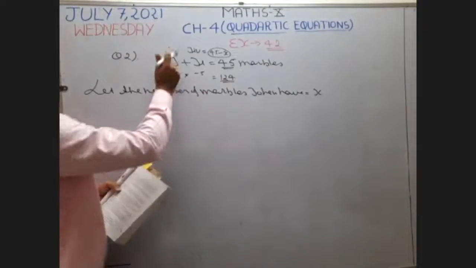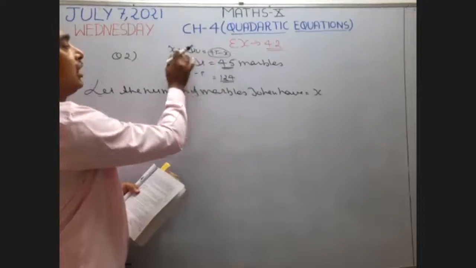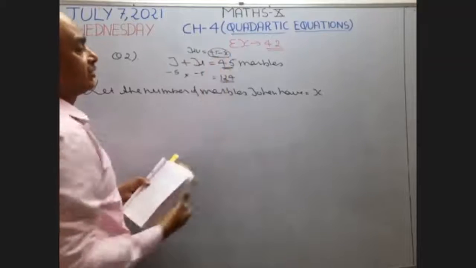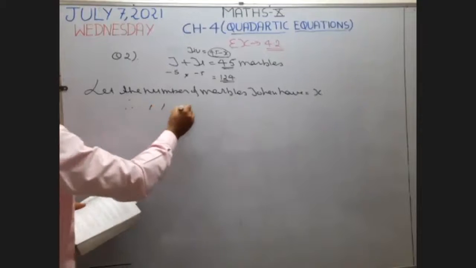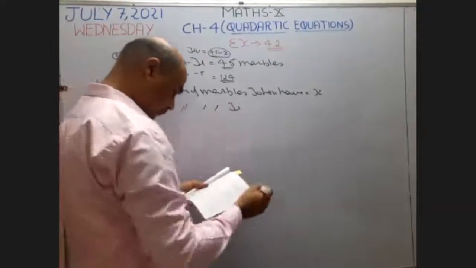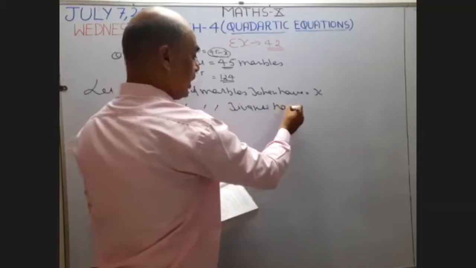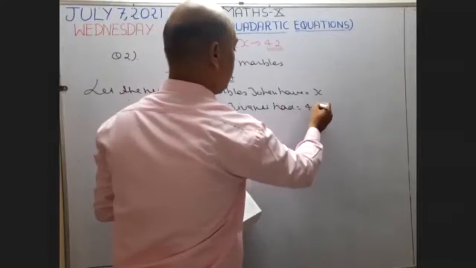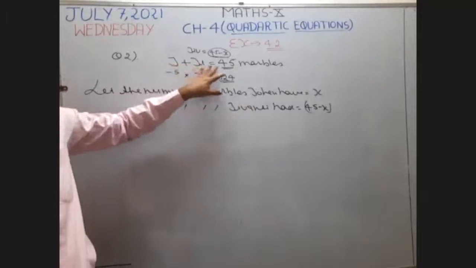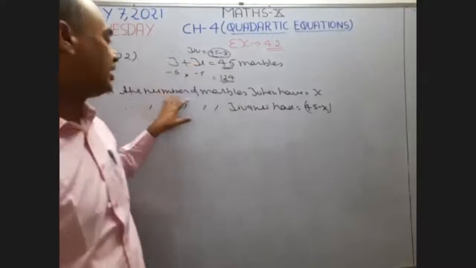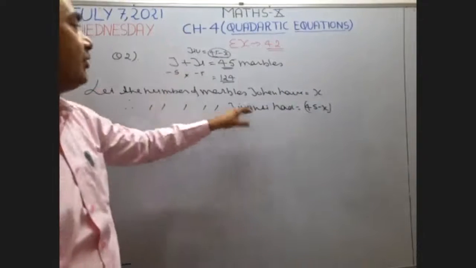Instead of John, I take x. I take this x from left to right, so this sign will be changed. So the remaining marbles become 45 minus x. These marbles are of Jivanti. So I write here, therefore, the number of marbles Jivanti had is 45 minus x. Is it clear to all? Both John and Jivanti have 45 marbles. I suppose the number of marbles John has is x. If John has x marbles, it means Jivanti has 45 minus x marbles.